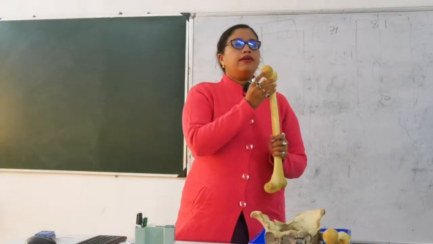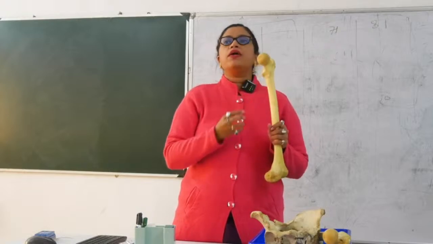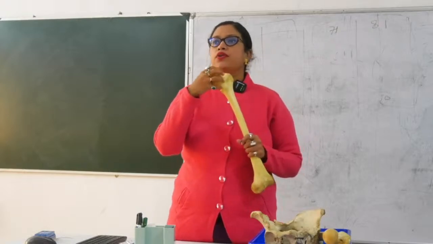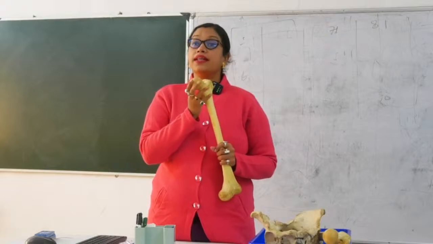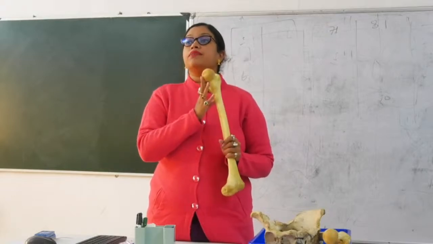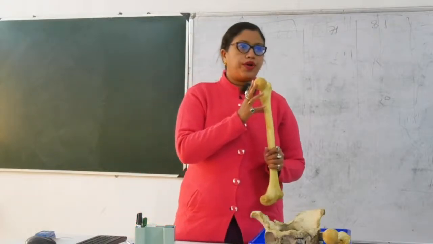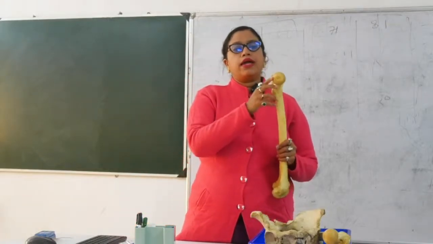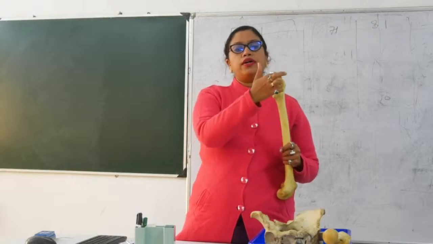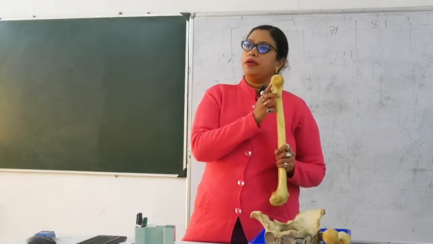And it would be covered by which cartilage? Hyaline cartilage. So that is nothing but the articular cartilage of the hip joint. And the head, this border, would be covered by the capsule of the hip joint.